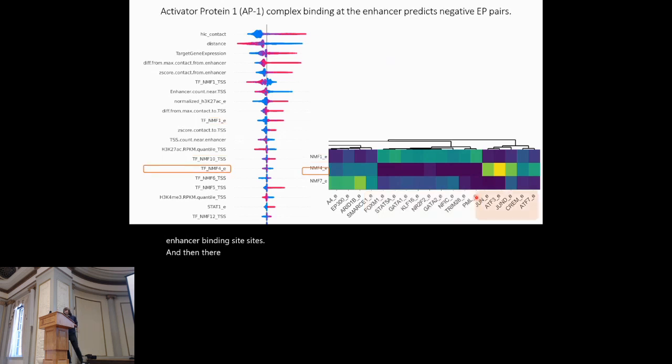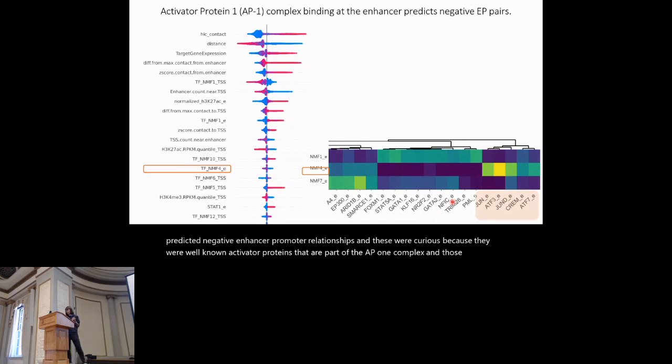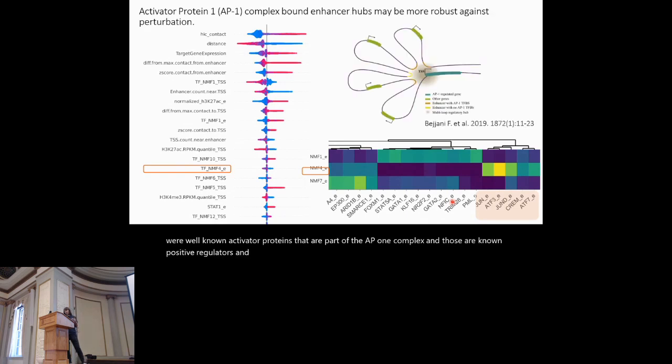And then there was an interesting feature for transcription factor clusters that actually predicted negative enhancer-promoter relationships. And these were curious because they were well-known activator proteins that are part of the AP1 complex. And those are known positive regulators. And so the interpretation on our side is that the AP1 complex is a known protein complex that is known to bind enhancer hubs. They're enriched on enhancers where multiple enhancers together regulate a gene. And so we think that what it's picking up is the cases of robust enhancer hubs where CRISPR interference targeting a single enhancer doesn't show any effect in the downregulation of the gene expression.